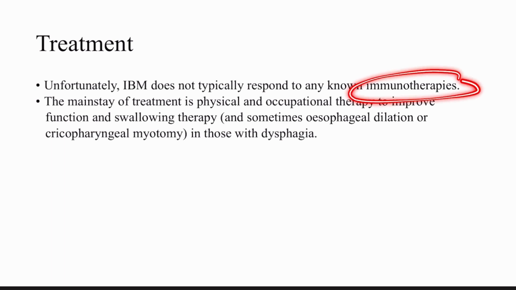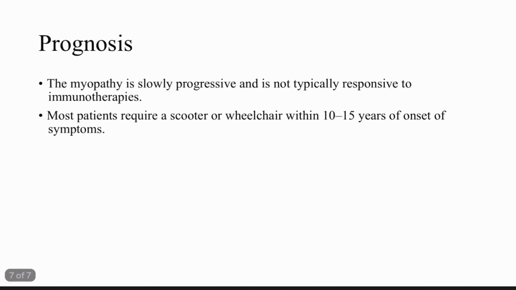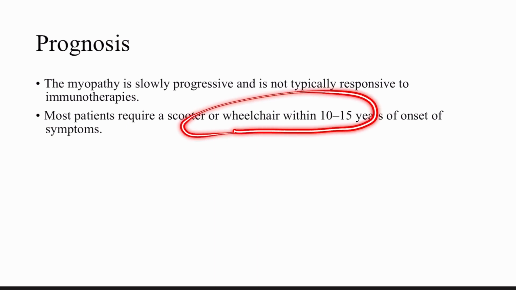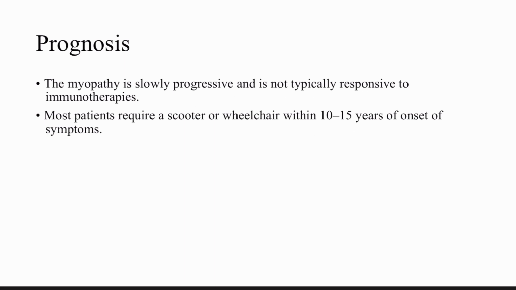Treatment: no immunotherapy, only physical, occupational, and swallowing therapy. Prognosis: slowly progressive, not responsive to drugs, and the patient is wheelchair bound within 15 years. That is all about this inflammatory myositis, inclusion body myositis. The other remaining myositis, I will be coming up with in new videos. That's all. Thank you.